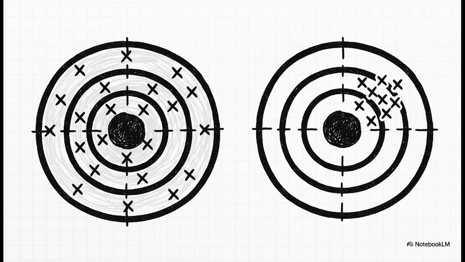I love this analogy. It makes it so clear. Imagine you're shooting at a target. Random error is like your shots being scattered all around the bullseye. They're not very precise, but on average, they're in the right place. Systematic error, or bias, is different. That's like all your shots being tightly clustered together, but they're all way off to the side, completely missing the bullseye. They're precise, but they're not accurate. What we want is both precision and accuracy.